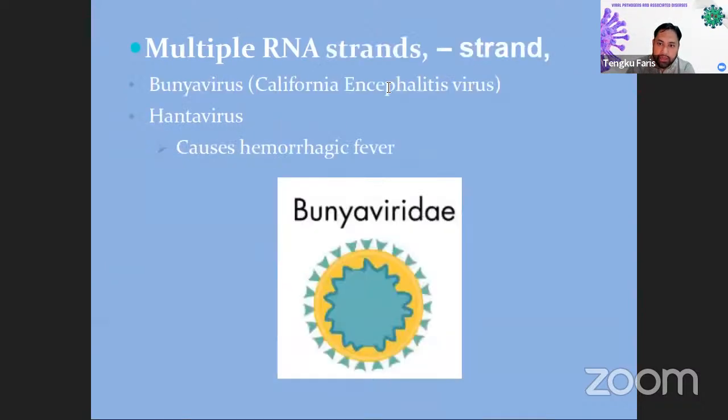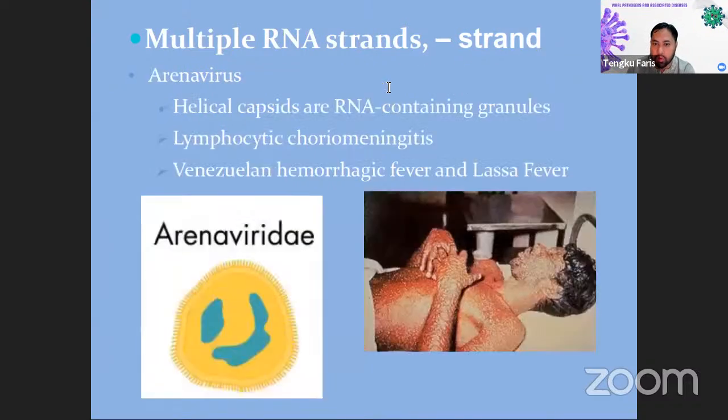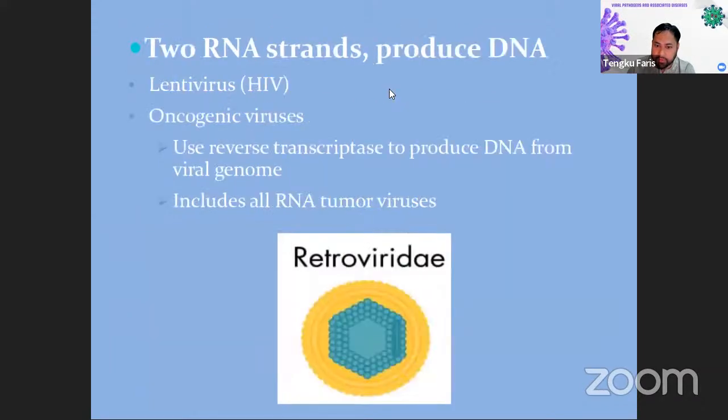Multiple RNA strands, again negative strand: Bunya and Hanta virus, they cause hemorrhagic fevers. This is also lethal. Arenavirus, from the family Arenaviridae, has a helical capsid, and they are RNA-containing granules. They cause lymphocytic choriomeningitis, hemorrhagic fever, and Lassa fever.